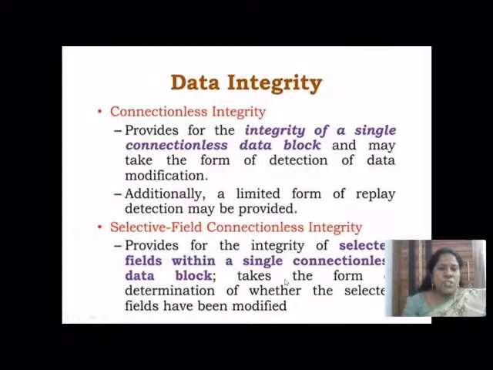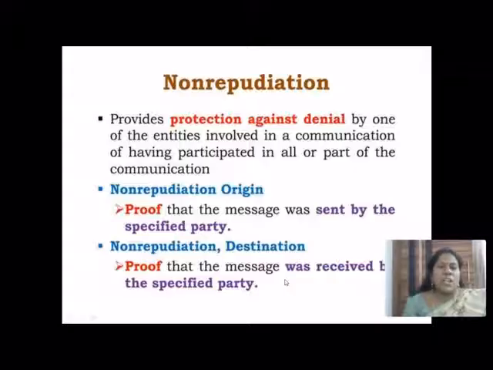Next we are going to see about non-repudiation. It provides protection against denial by one of the entities involved in the communication of having participated in all or part of the communication. It can be classified into two types: non-repudiation of origin and non-repudiation of destination. Origin means proof that the message was sent by the specified party. Vice versa, destination means proof that the message was received by the specified party.